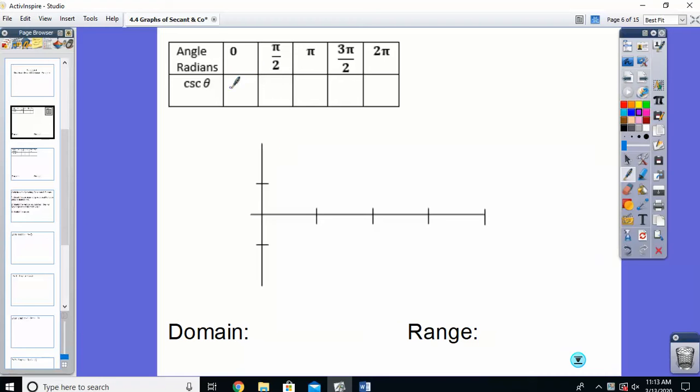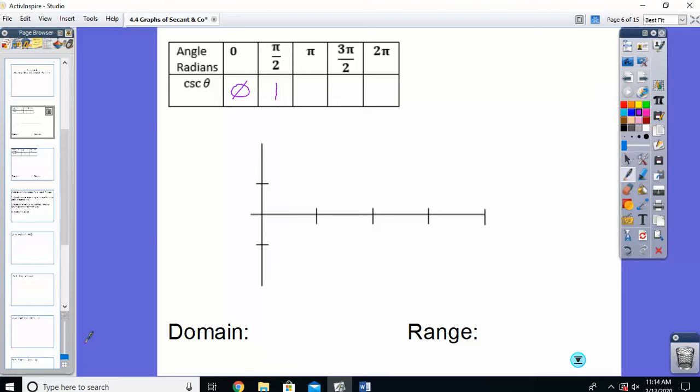So sine of 0 is 0. Sine of pi over 2, not cosine. Hold on, let me back up. I said cosecant, but I didn't do the reciprocal, did I? Sine of 0 is 0, so cosecant would be undefined. Okay, at pi over 2, sine of pi over 2 is 1. So cosecant, the reciprocal of 1, is 1.